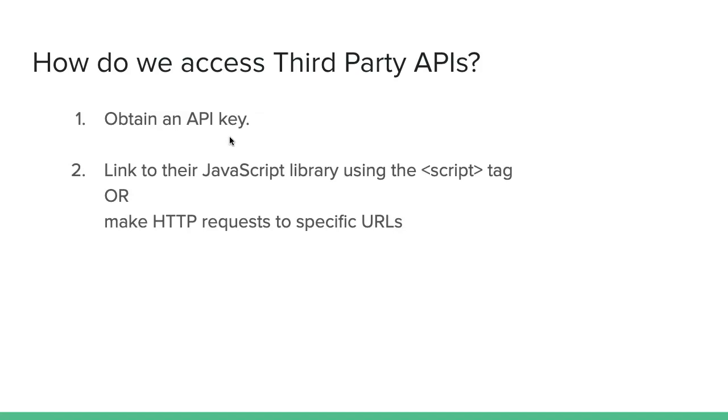The iTunes API is really easy to use, so we do not have to obtain an API key. It just gives me stuff for free. But with the movie database, we will have to obtain some kind of API key.